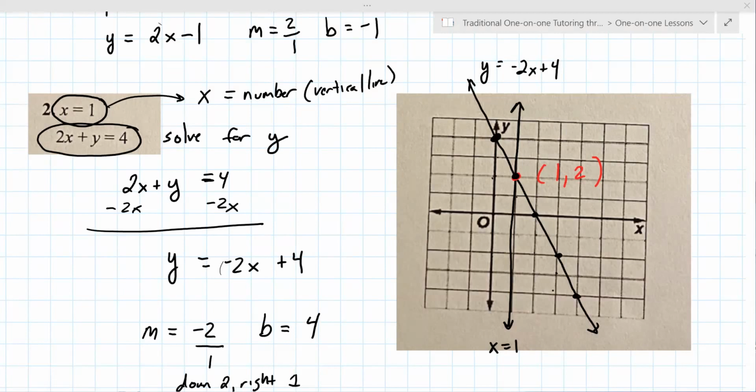Are you ready to move on to question 3? Okay, so the x is 1, 1, 2. Yes, they intersect at 1, 2. X is 1 and Y is 2.